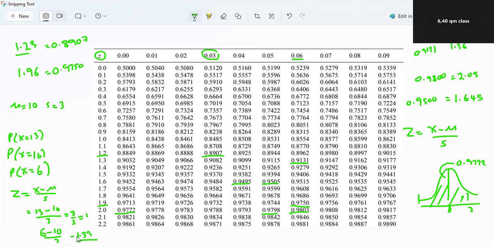So can somebody help me? What is the reading for 1.33? You go to 1.3 here and 0.03 there. So the reading will be what? 0.9082. So this is a document that distinguishes every statistician from others. You're able to interpret the figures and what they mean. All right. Are we moving together so far? Any questions before I proceed?